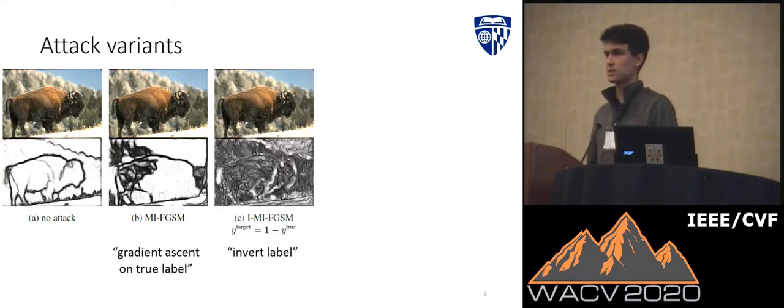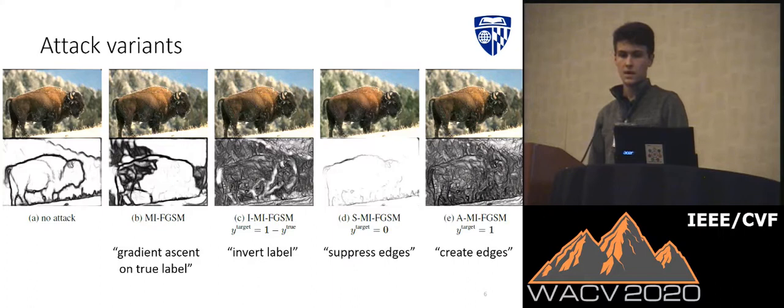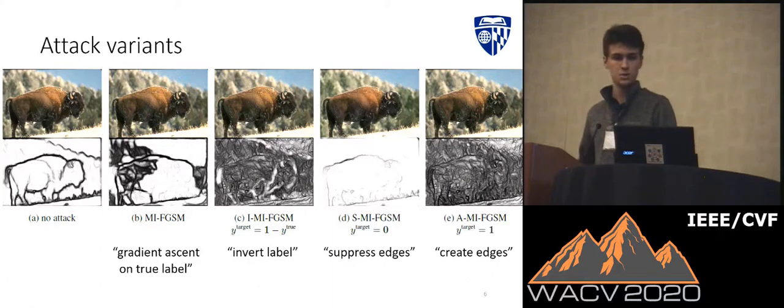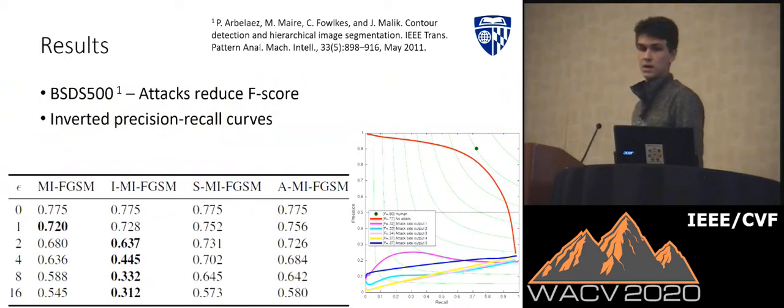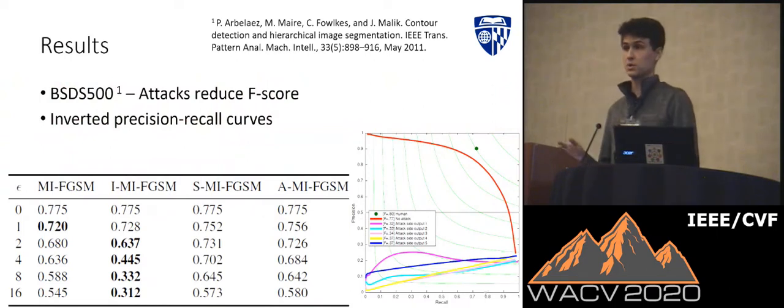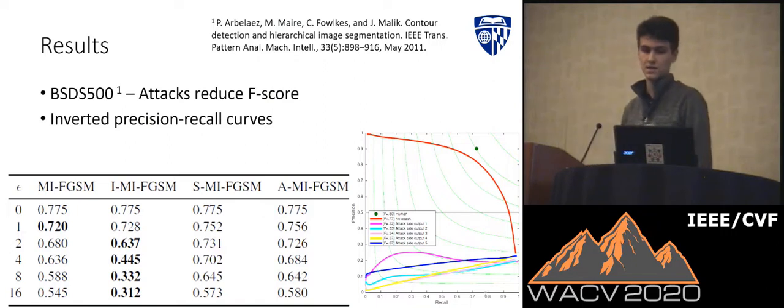The second attempts to invert the ground truth label. The third attempts to remove edges from the image. And the fourth attempts to create edges in the image. The results are promising in that the attacks reduce the F-score of HED significantly on the BSDS500 dataset.